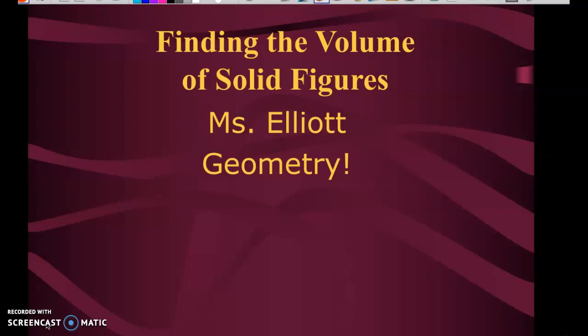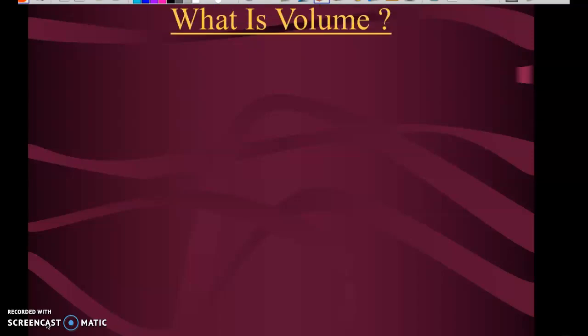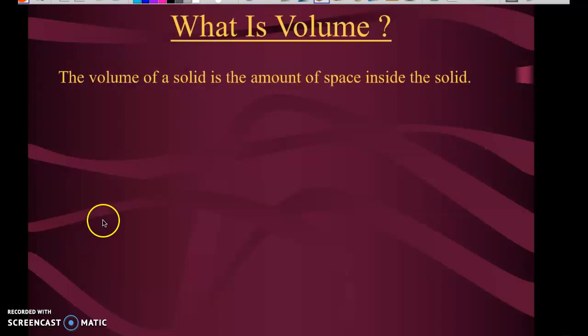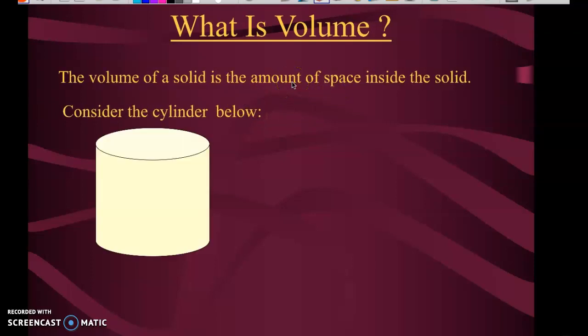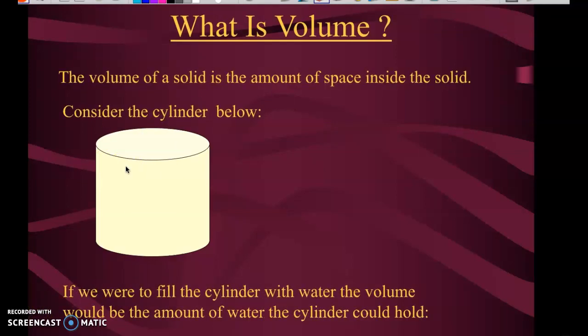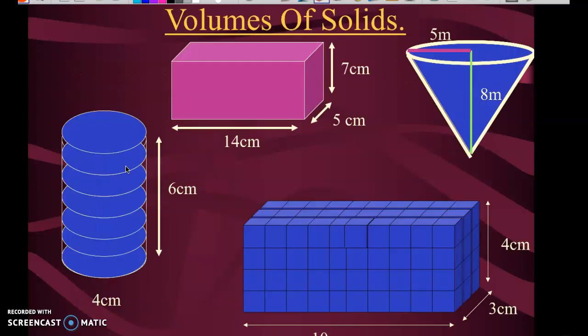Finding the volume of solid figures is our topic today. And let's just talk about what volume is. Volume is the amount of space inside the solid. So it's the amount of space that, for example, this cylinder will take up. We were going to do a project with water. Volume tells us how much water we could put inside this cylinder, and if we were to fill it up, that would be the volume, okay?